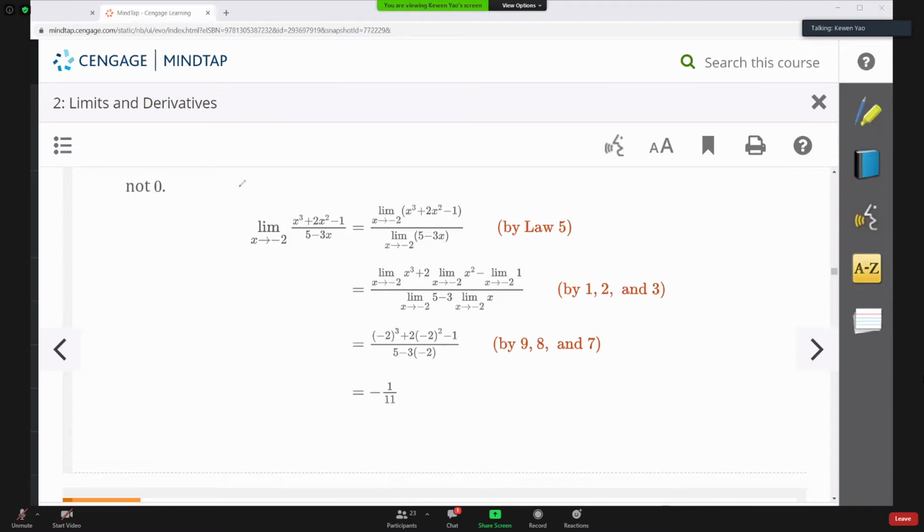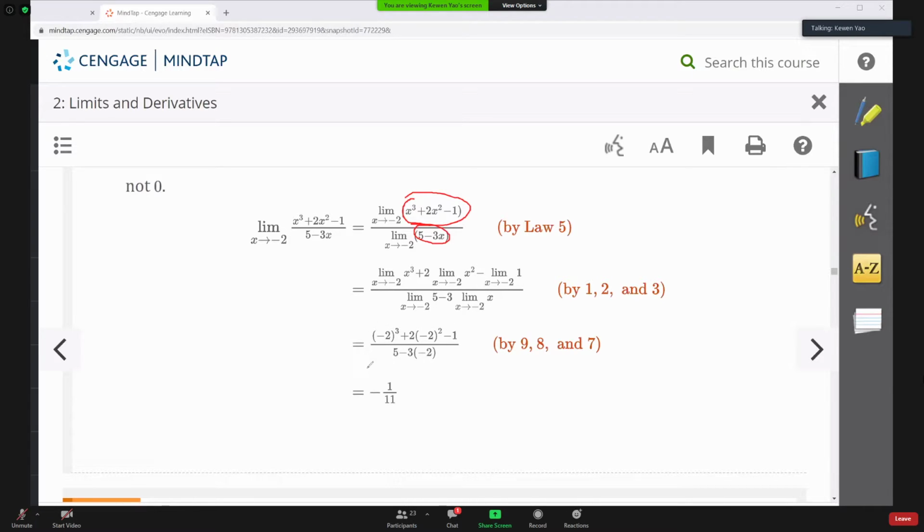Okay, so let's do it using the limit laws. This is the limit of two functions, this function over this function. So you have to use law number 5. What's law number 5? The quotient law. So you go to the limit of the numerator over the limit of the denominator. For the limit of the numerator, this is a polynomial, and the denominator is also a polynomial. Then you can do it term by term, just as we did in part A.